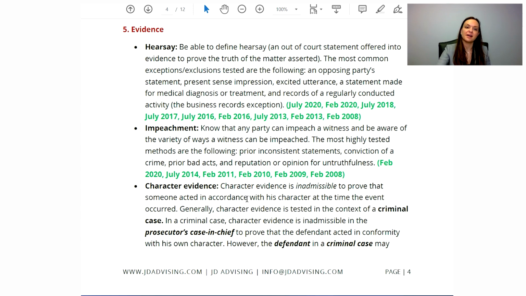Turning to our next subject of evidence, the highly tested topics within evidence are things like hearsay, impeachment, and character evidence. And actually, in recent administrations, they've crossed over evidence with criminal procedure. So it's not uncommon to see some sort of Fifth Amendment issue being tested with hearsay. So keep that in mind.